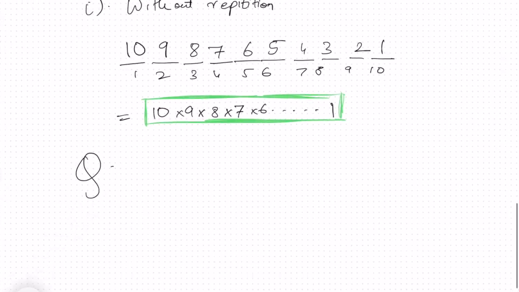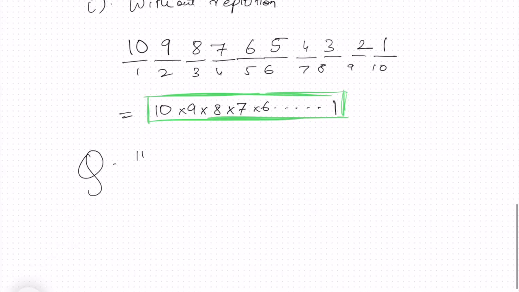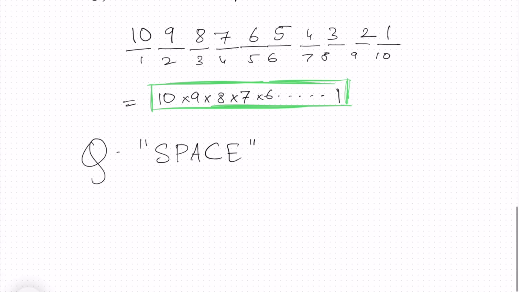Here's another similar problem. Let's say I have the word space and I want to arrange the letters of this word to form a new word. In how many ways can I do that? So I have 5 places because 5 letters, 1, 2, 3, 4, 5. So I have to fill 5 places simultaneously.